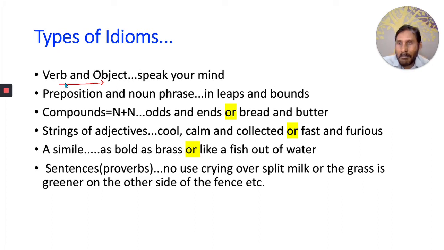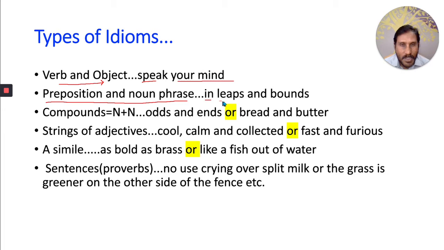So some of the idioms may be a verb and an object. For example, the verb 'speak' and the object 'your mind'. Whatever there is in your mind, you speak. That is the object. Next, preposition and noun phrase.